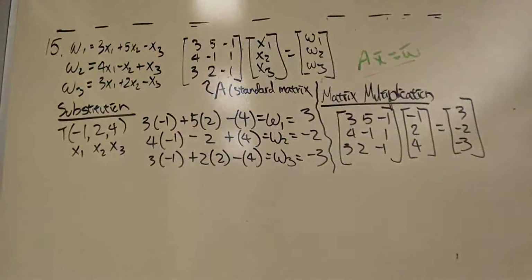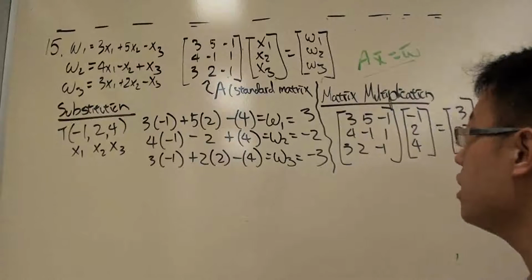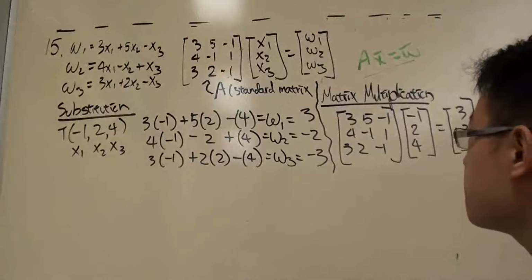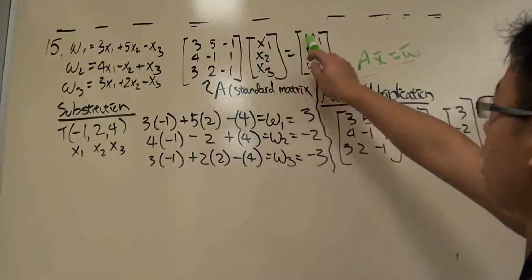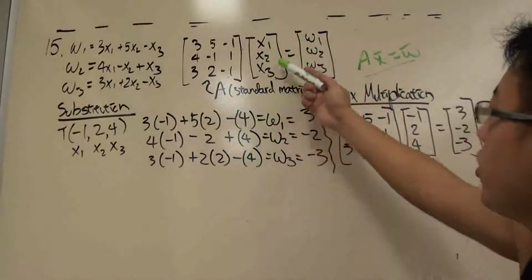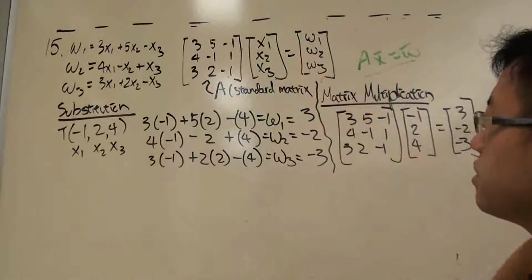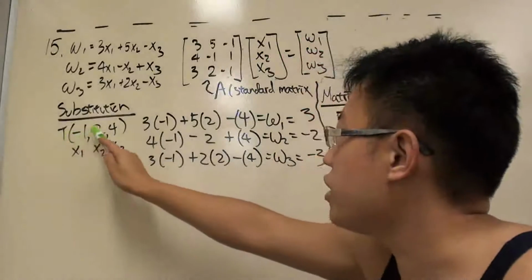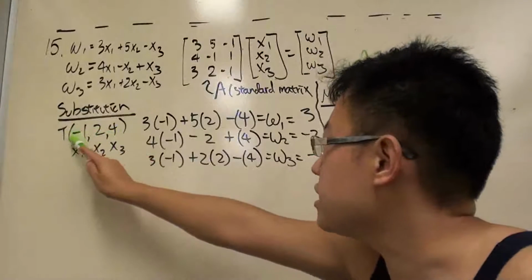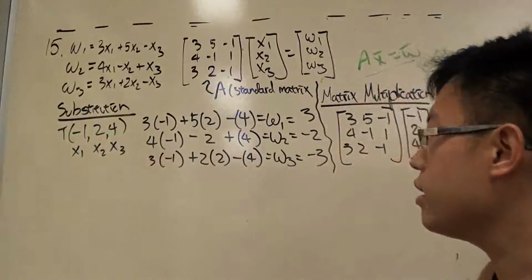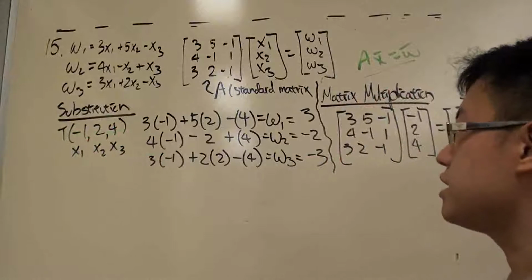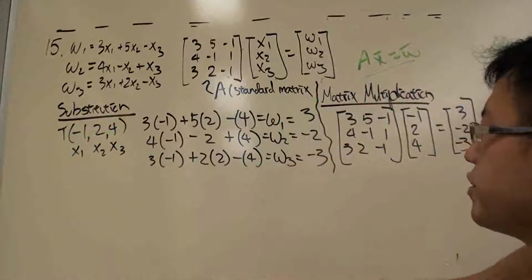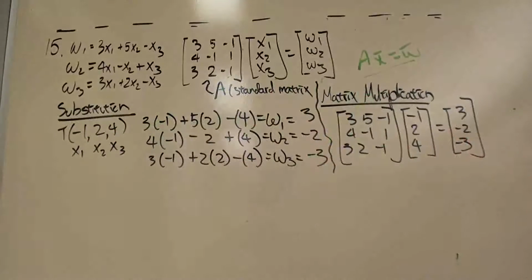Here it's even more ridiculous because they just ask you to tell me what the W vectors are when we give you the X vector. So it says t negative 1 to 4, right? So that's just saying this is x1, this is x2, this is x3. It's just simple algebra. So there are two ways of doing it, substitution or matrix multiplication.